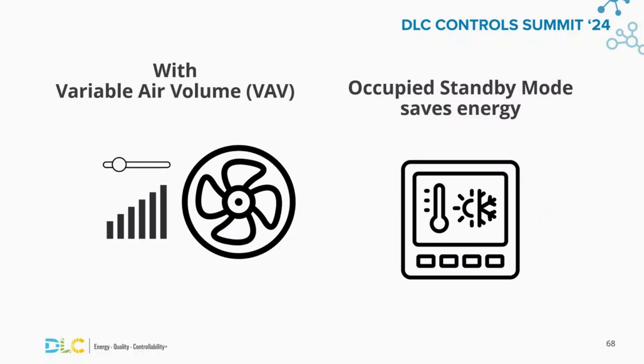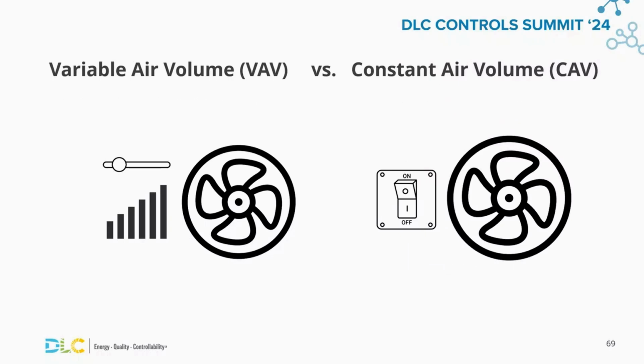VAV systems support occupied standby mode well because they can dial back the ventilation rate in any space that is empty and increase it when a space is occupied. The alternative to a VAV system is called constant air volume, or CAV. That means that the fans can turn on or off, but they cannot change speed. CAV systems are common in older buildings, but less likely to show up in newer buildings.